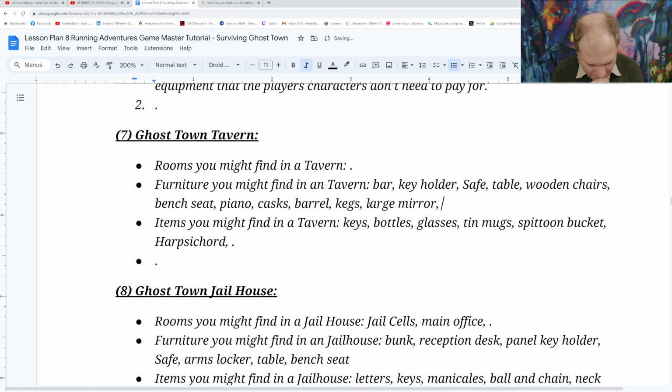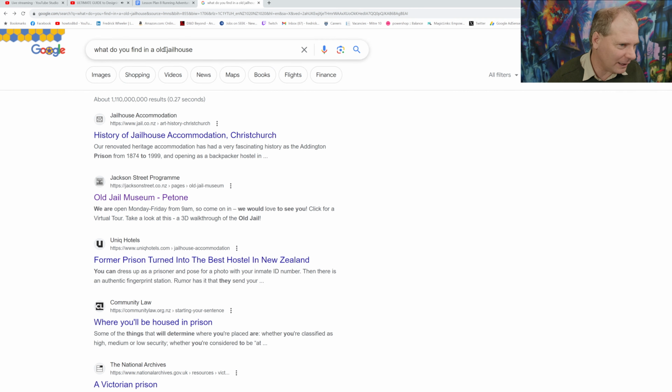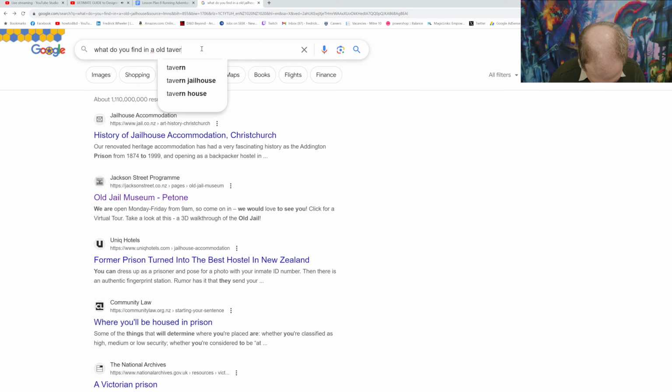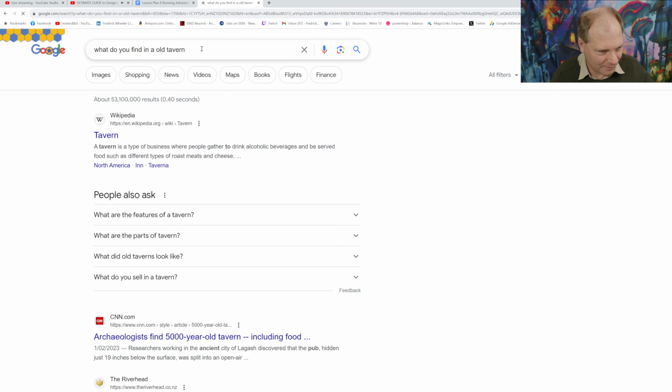Chandelier to swing from. Chandelier. I don't know. Is an old school tavern going to have a chandelier? It may well do. I think some might have them.